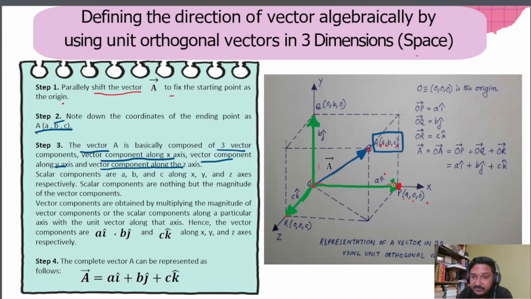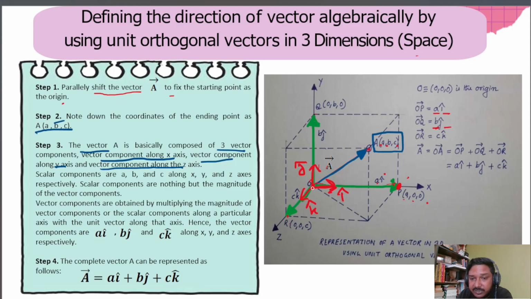OP vector will be nothing but a multiplied by the unit vector in that direction. OP vector is basically the length of this OP, which is equal to a, multiplied by the unit vector along OP, which is basically i cap. We always have an i cap in the direction of x-axis, we always have a j cap in the direction of y-axis, and we always have a k cap in the direction of z-axis. So similarly, OQ will be the length of this line OQ, which is equal to b, multiplied by j cap, the unit vector in that direction.